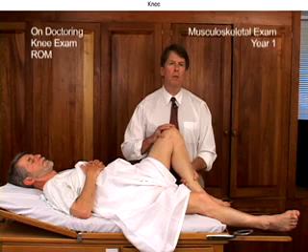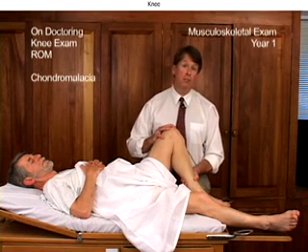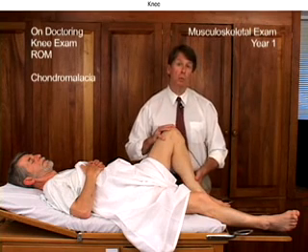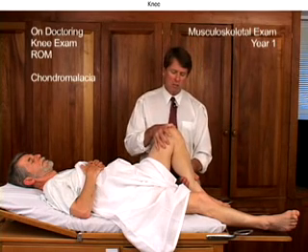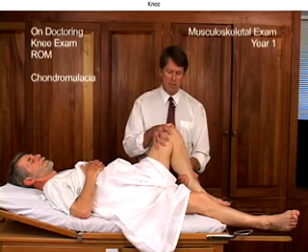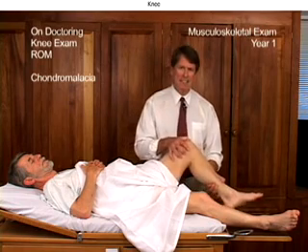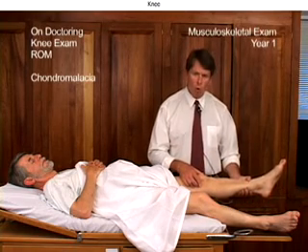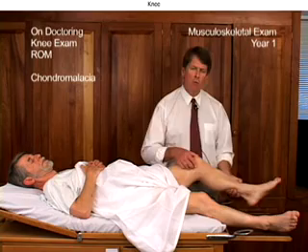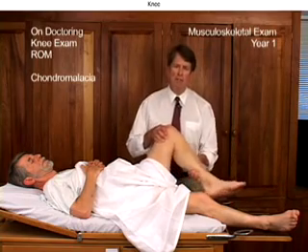This can be elicited or reproduced, and this is often also called chondromalacia due to the wear of the cartilage underneath the patella, by putting one's thumb on the patella when the knee is in flexion and then flexing it and seeing if crepitance, that is a bone-on-bone sound, or pain can be reproduced with either flexion or extension.